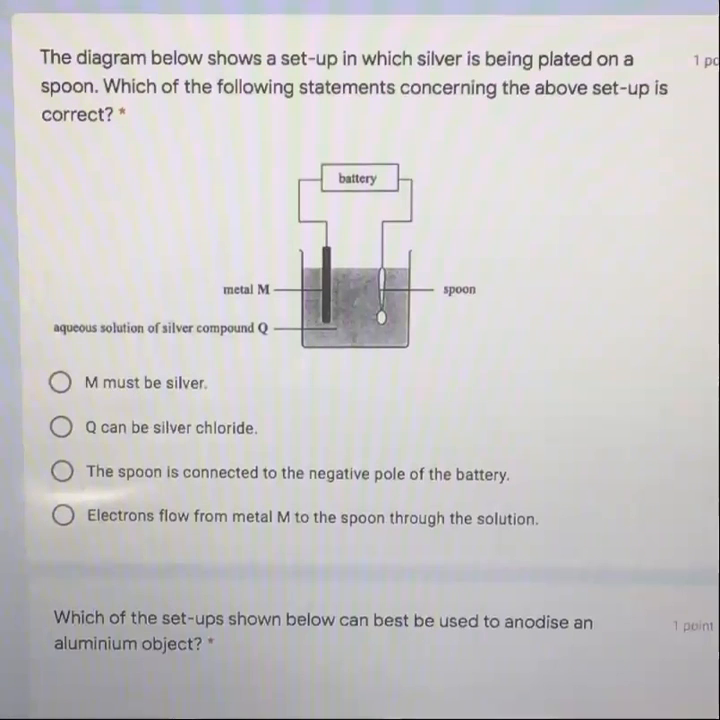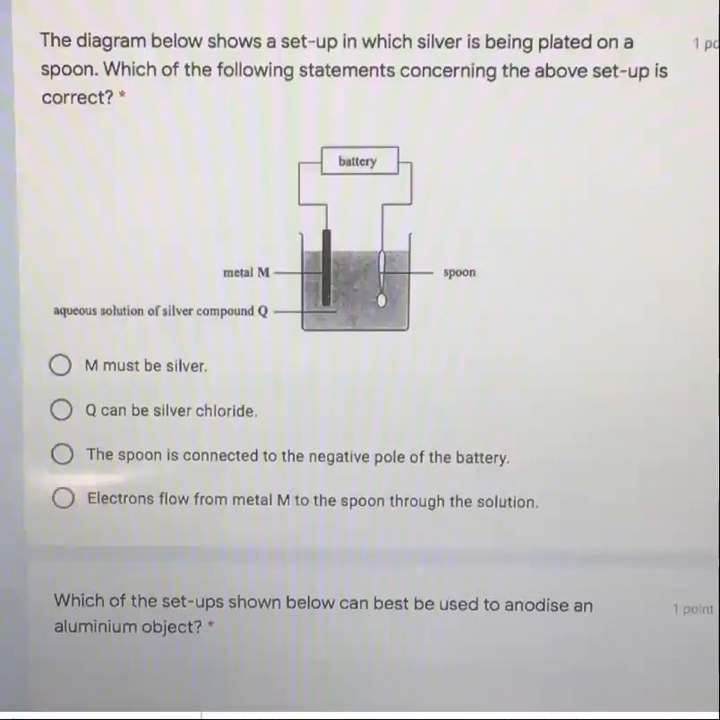Let's read part A first, and then part B. Q can be silver chloride. Remember, silver chloride and lead chloride are all insoluble salts. So part B should be a wrong statement, because it would not form an aqueous solution. So part B should be wrong.